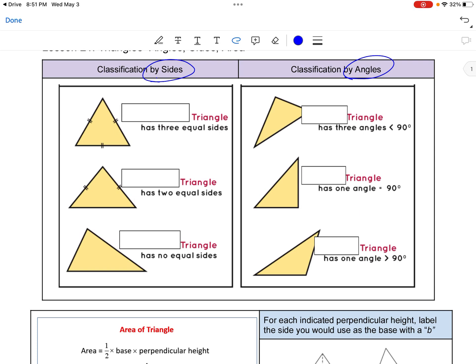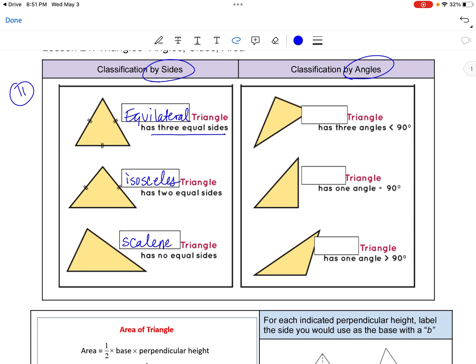So a triangle that has 3 equal sides, I would pause the video and see how many of these you can name. A triangle that has 3 equal sides is an equilateral triangle. Lateral meaning side. 2 equal sides is an isosceles triangle. A triangle that has no equal sides is a scalene triangle.